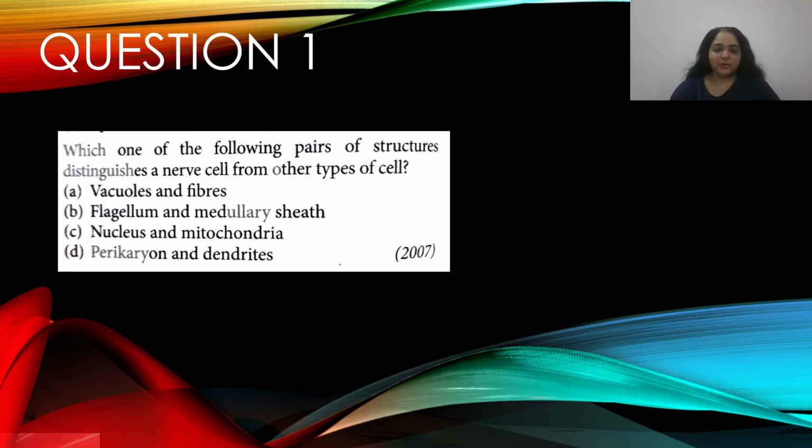So question number 1. Which one of the following pairs of structures distinguishes a nerve cell from the other types of cell? And this appeared in 2007. A, vacuoles and fibers; B, flagellum and medullary sheath; C, nucleus and mitochondria; D, perikaryon and dendrites. So you define the structures that differentiate nerve cell from the other cells. Clearly you can see the answer is D, perikaryon and dendrites, which are very exclusive for nerve cells. So the correct answer is D.